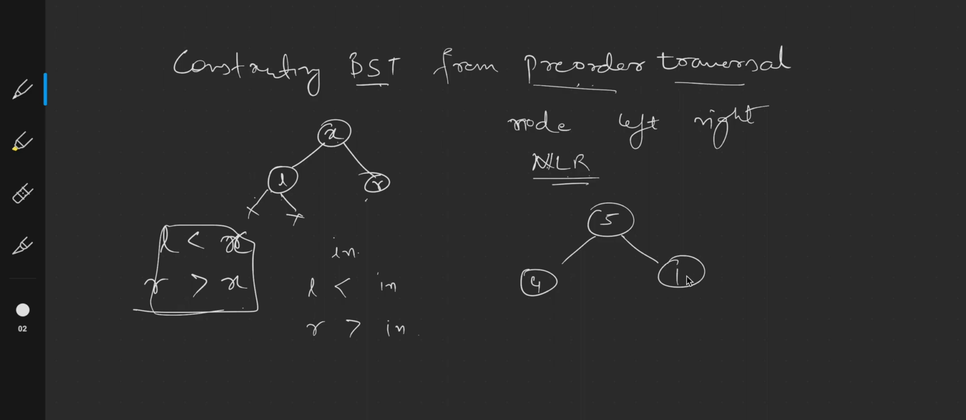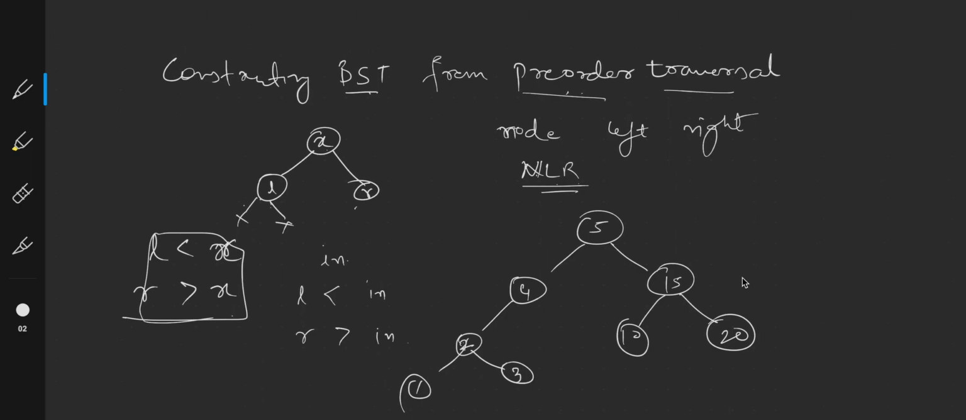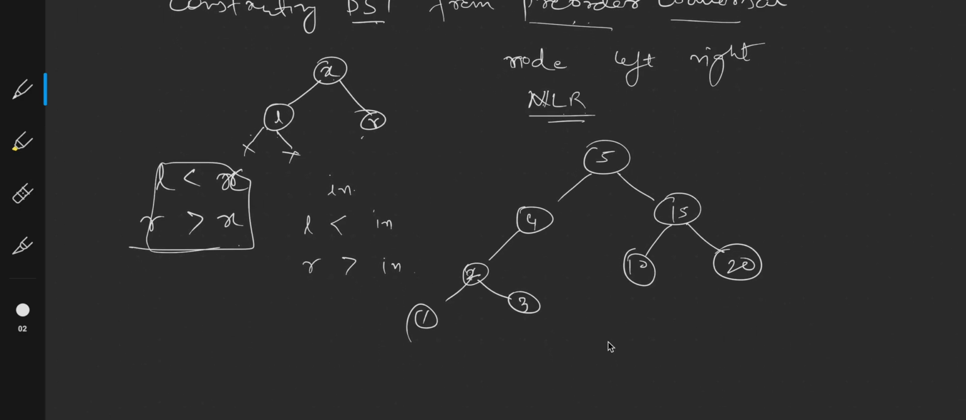So suppose this is 15, this is 10, this is 20, and this is 5, 4, and let's make it 2, 3, and 1. Yeah. So this is one binary search tree. And what would be the pre-order traversal for this? We have to visit the node first. We'll start from the root. We'll visit the node 5. We'll go to the left subtree.